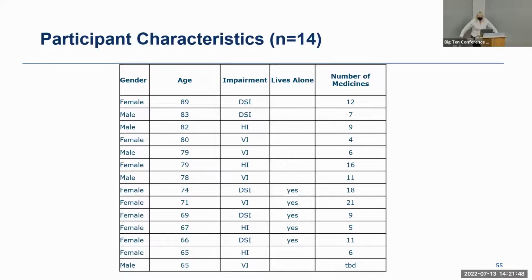So we wanted the journey of 15 people. We got 40. We wanted 5 in each of the sensory impairment groups. And these are some of the characteristics associated with those individuals. You can see the age ranges were from 65 to 89. Five of them lived alone. And for the number of medicines, we had a threshold: they had to use 4 or more medicines in order to be eligible to participate. The people here use between 5 and 21, which is unbelievable.